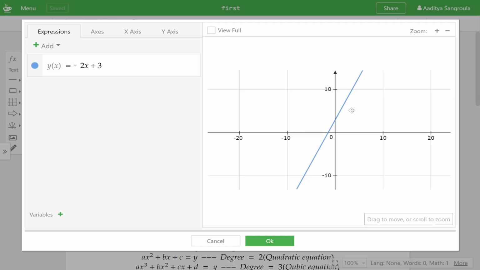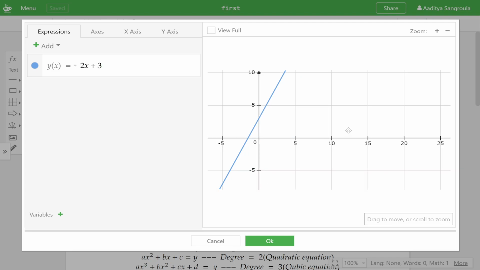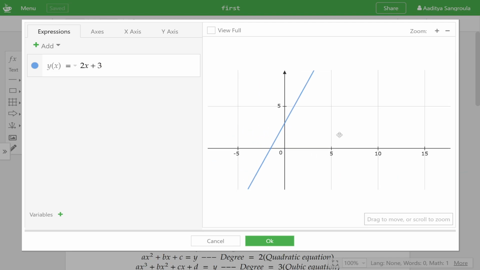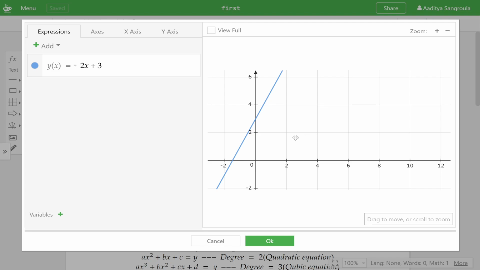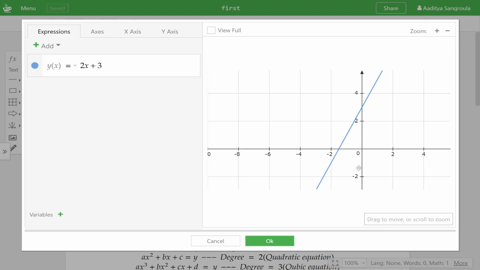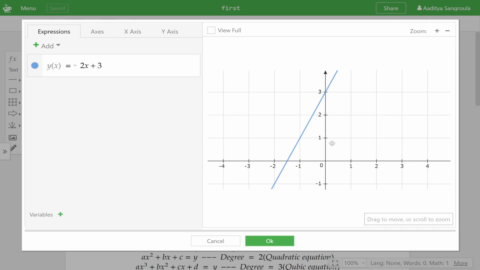And now how do we use this? What is the use of this graph in understanding different things? Well, there are a lot of uses. For example, this is the graph.